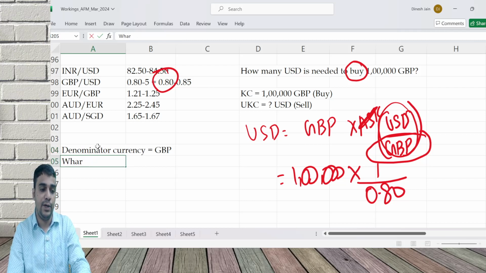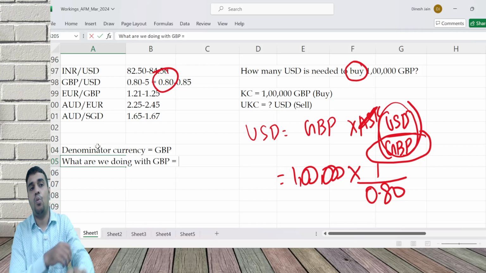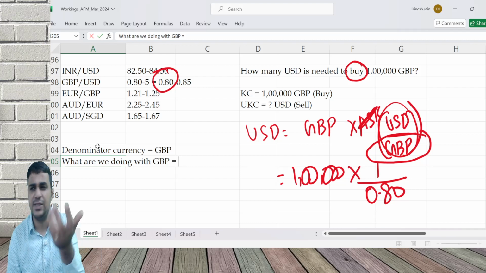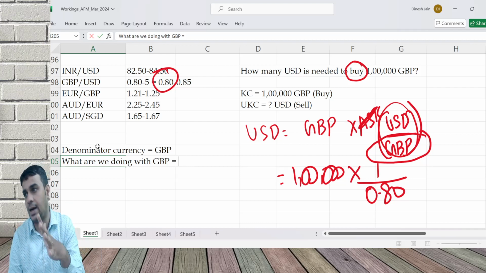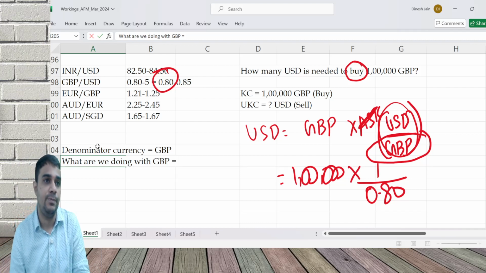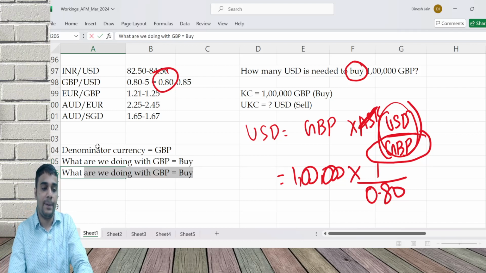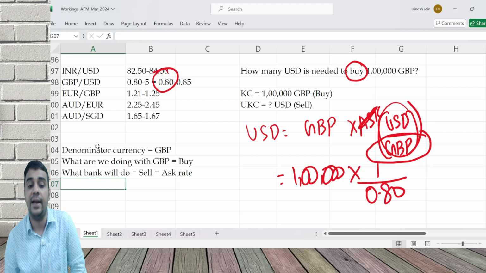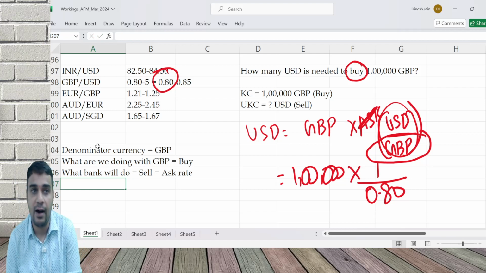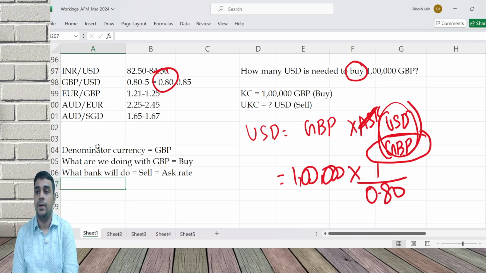What are we doing with GBP in these questions? You need not write this, it's just for you to get started. We are buying GBP. What will the bank do? Sell, at ask rate. Bank will sell at ask rate. Then write ask USD per GBP.